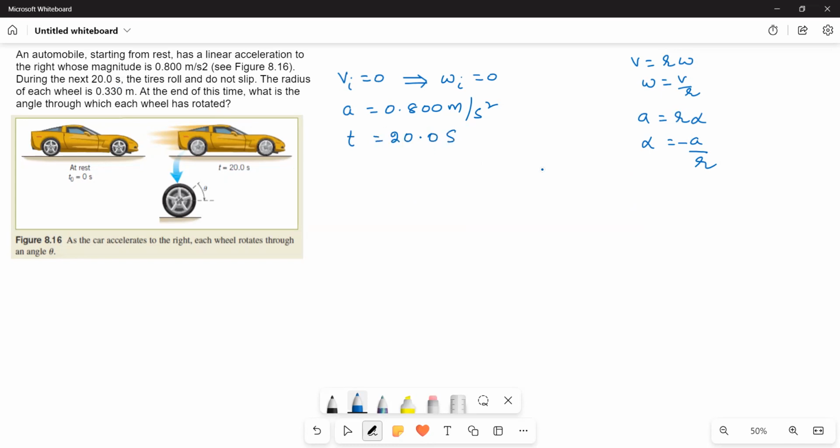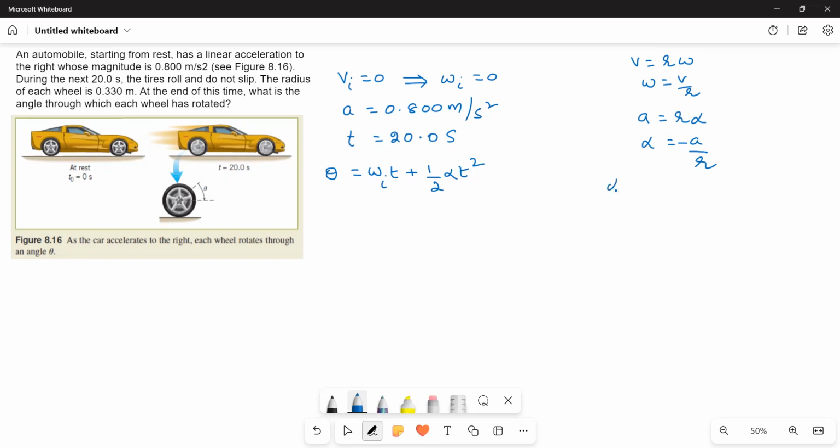Now we have to find the angle theta, the angle through which each wheel has rotated. Now we will write the kinematic equation for the angular quantities. Theta is equal to omega i t plus half alpha t squared. Now we will substitute the values.